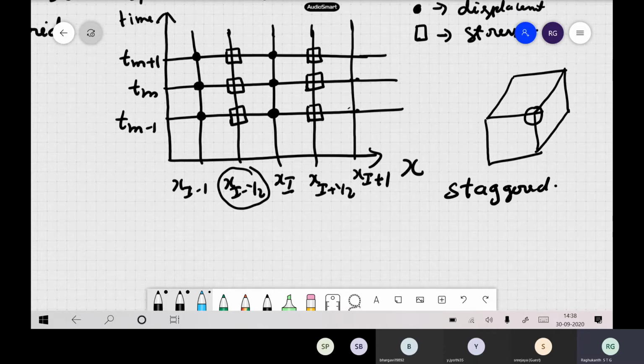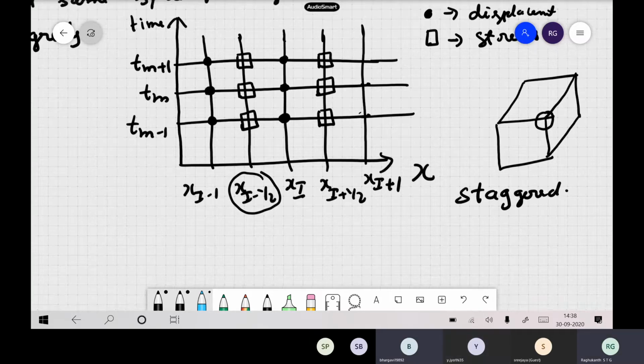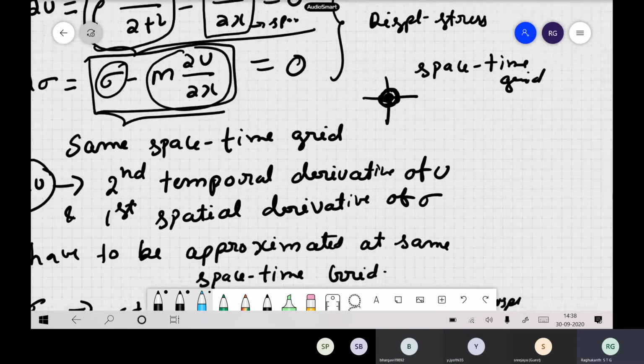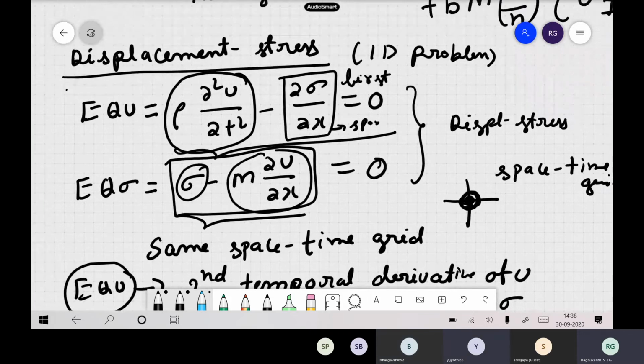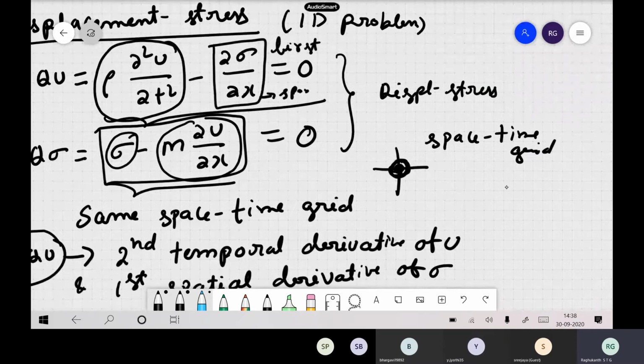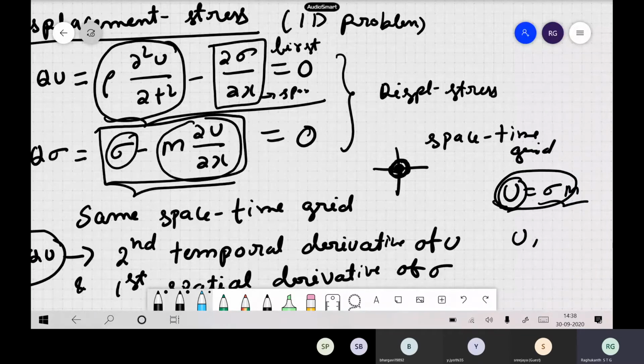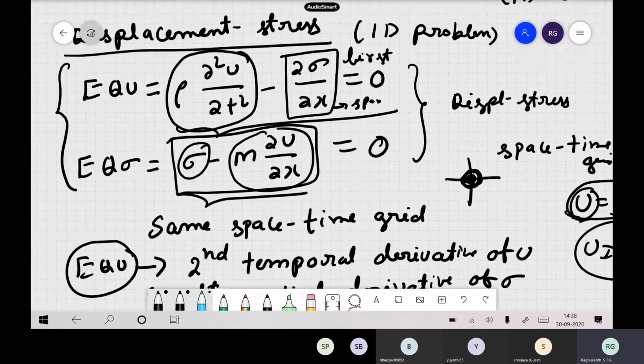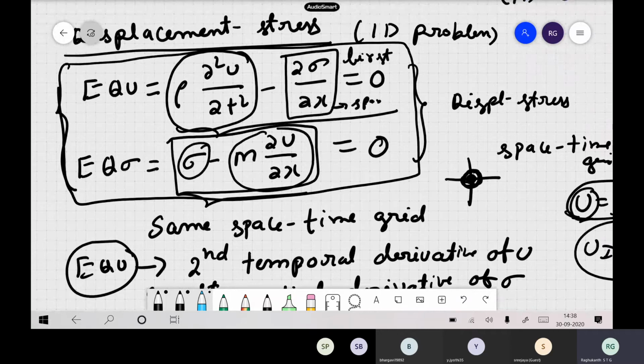Why does staggering come? What is the reason? Not memory. See the formulation just now. Suppose we have an equation like u is equal to some k times sigma, some type of equation like this. Then displacement at i should be related to that place only. But here, what is the problem in these equations? I just told you, what is the problem here?